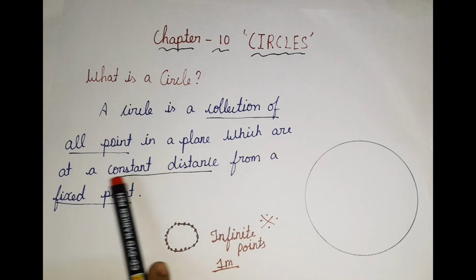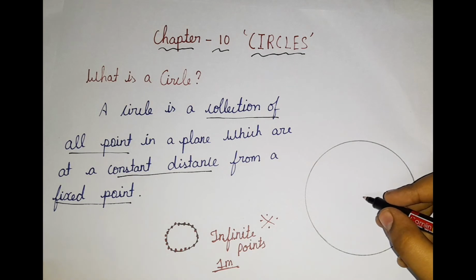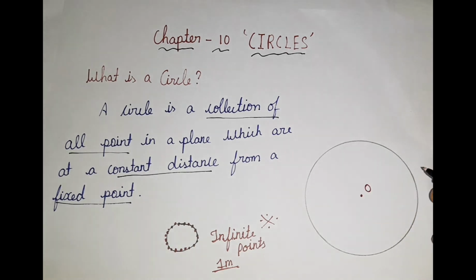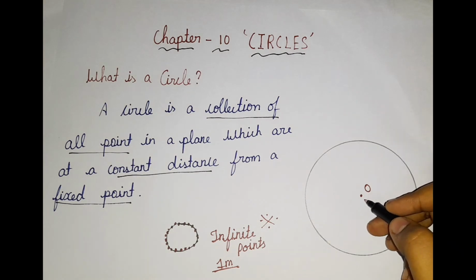Next, which are at a constant distance from a fixed point. Constant distance means, first of all, if we have a circle, for example here we have a circle, then it should have a point in the middle, am I right? We represent it as O. Sorry, I used to get confused between 0 and O. So it is just O. Whenever we draw a circle, we mark a point in the center, which is represented as O.